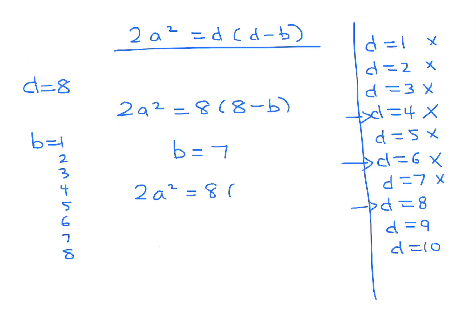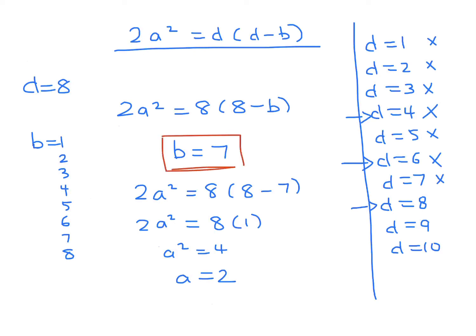So for example, you've got 8 times 8 minus 7, which is going to be 2a squared is equal to 8 times 1, and therefore a squared is equal to 4, and a is equal to 2. So it's a very tedious question here. B is 7, A is 2, and D is 8. That's the only possible integer values.